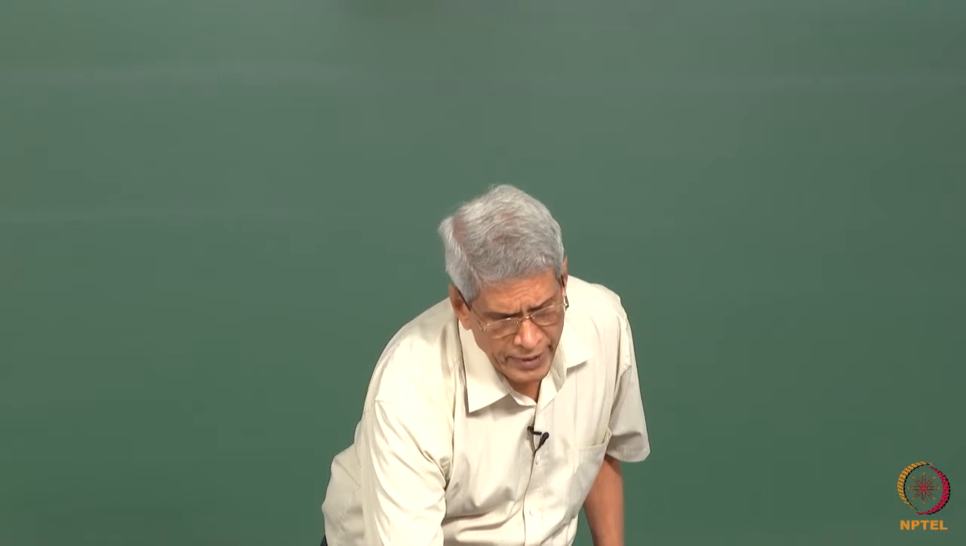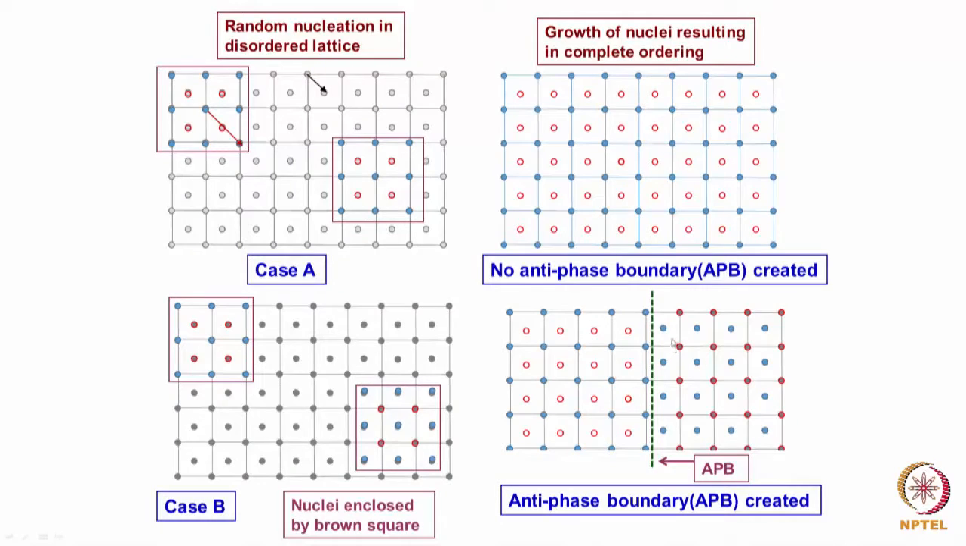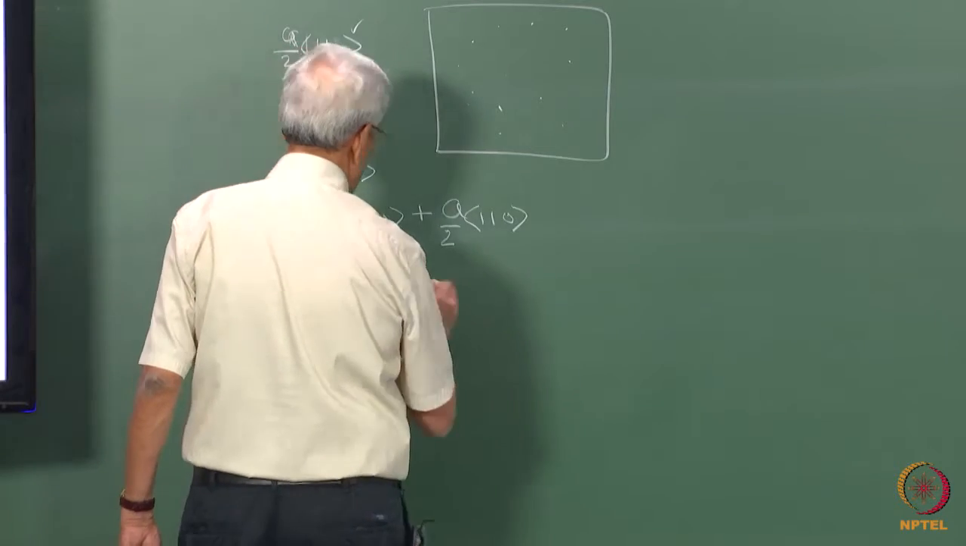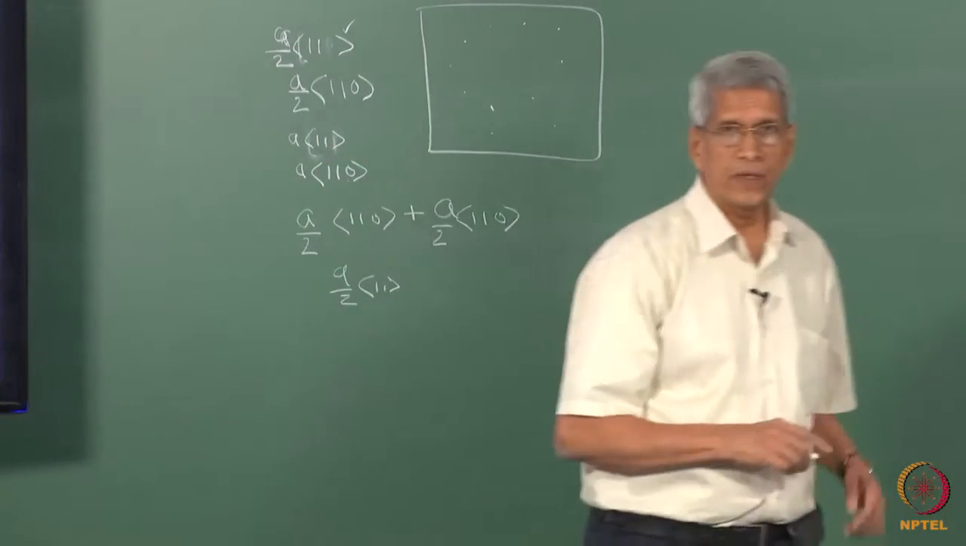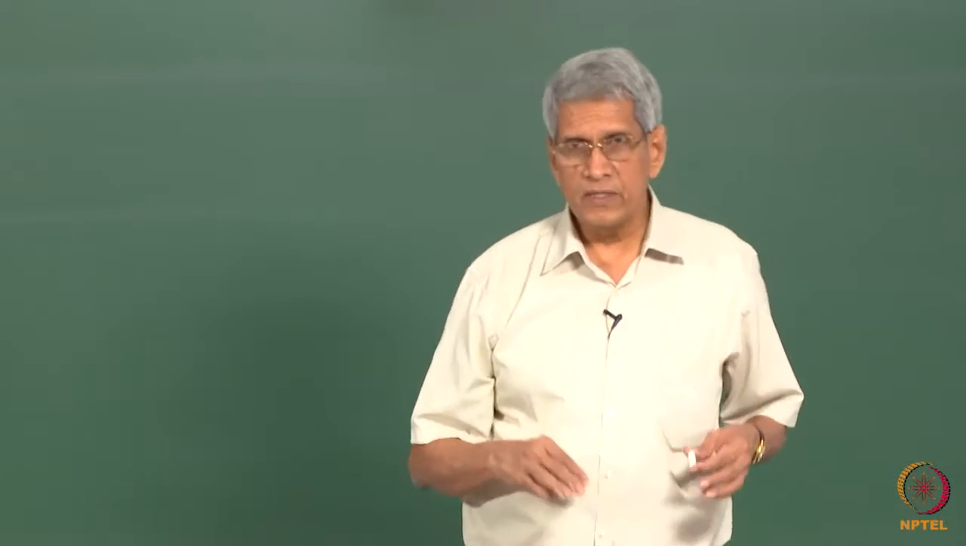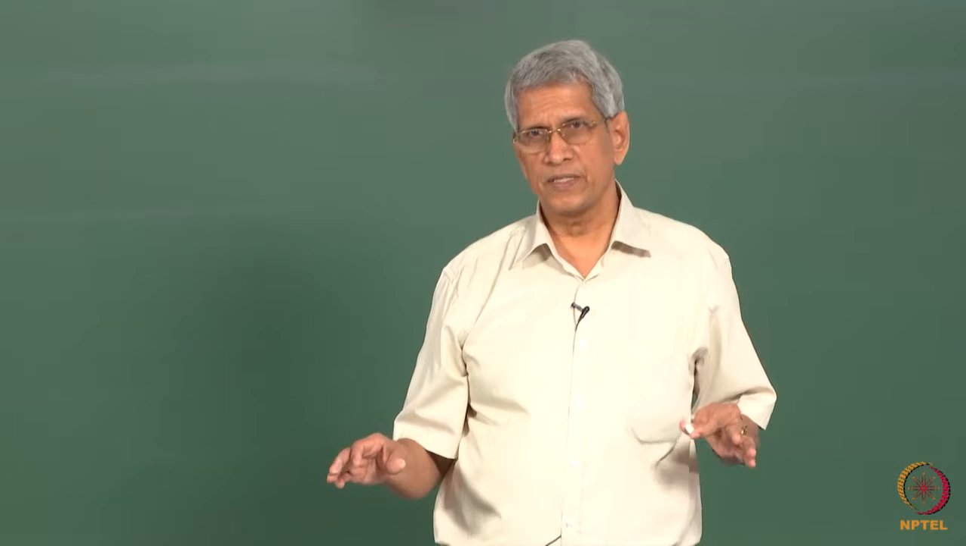If I move an atom from here to this position by this vector a/2 [1100], when this is moved, it will come back to a correct position. That means this vector is called the fault vector. So the fault vector of the antiphase boundary here is a/2 [111]. This is how the fault vector is defined. Is it clear? So we have considered two cases.